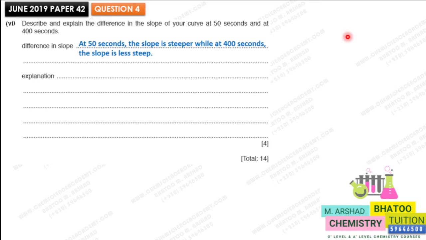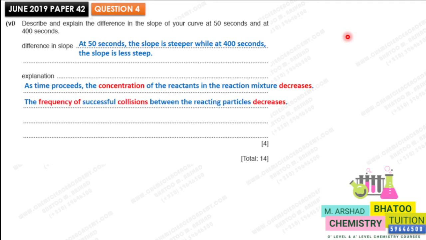Alors, au moins pour la première explication, tu sais quoi faire. Steeper là, moins steep là-bas. Tu gagnes un point. Là, nous commençons à expliquer. As time proceeds, the concentration of the reactants in the mixture will decrease. The concentration of the reactants in the reaction mixture decreases, and first, the frequency of collisions between the reacting particles decreases. Ben, en rouge, c'est une place que tu peux scorer. Right? And finally, the rate of the reaction decreases. Voilà, tu as 3 points pour ton explication. Right? C'est bon?